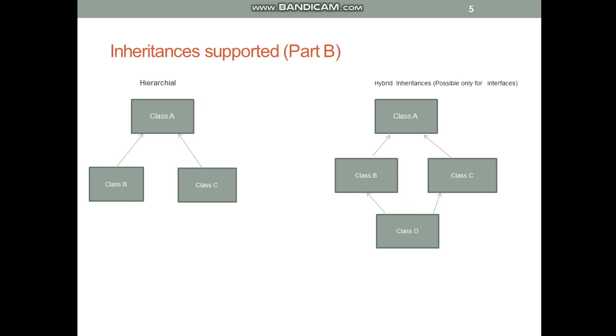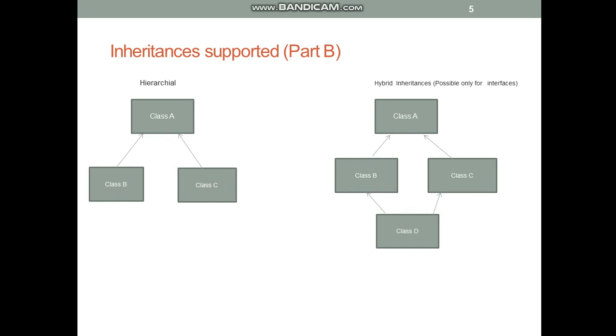This is possible in case of interfaces only. As I highlighted over there, there is a class A, which is a base class. Again, similarly, we have class B and class C. So it's a composition of both hierarchical and multi-level kind of inheritance. So we call it hybrid inheritance.